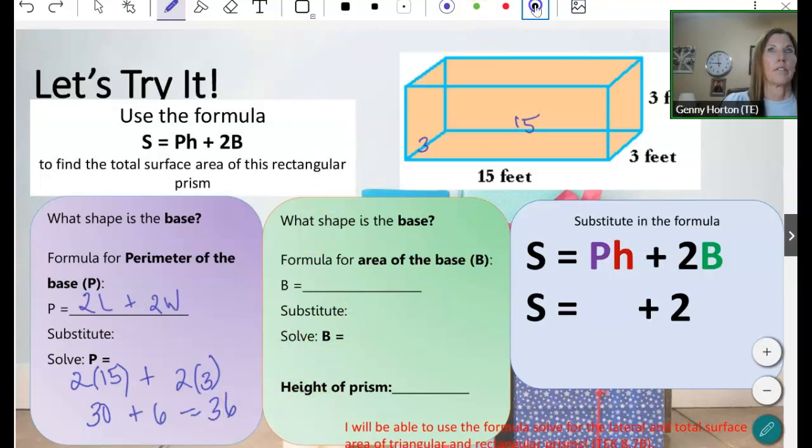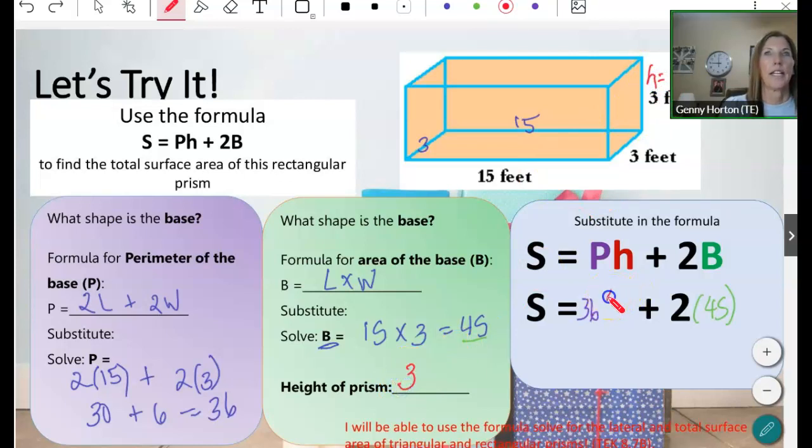Let's see if we can color code this some. We've got purple, so we're going to put 36 here. All right, let's do the next part. What shape is the base? The base is a rectangle, and the area of a rectangle is length times width. So that is our 15 by 3, which is 15 times 3, or 45. Now look at our B. That's our green over here, so this is going to be times 45. And then the height of the prism is the 3 here. This is the height, so we're going to plug that in here.